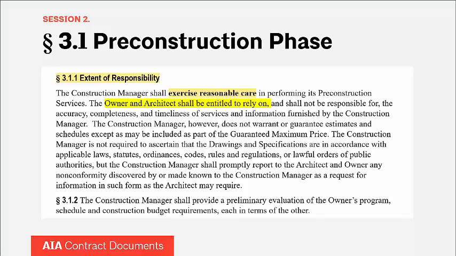So in looking at the A133 and some of the specific contract language in there, I want to highlight one particular provision that I think gets to the heart of design assist services from a contractual perspective. That's section 3.1.1. It's the one that's on the screen here. This section clarifies that the construction manager is not acting as a licensed professional in providing these services, yet the construction manager does have a responsibility to exercise reasonable care in performing the pre-construction phase services that it provides. Also, the architect and owner have the right to rely on information and services furnished by the construction manager. So from a regulatory perspective, the architect and the design team is going to be responsible for the design, but they will have some recourse back to the construction manager for inaccurate information or for services that are provided that fall below that reasonable care standard.